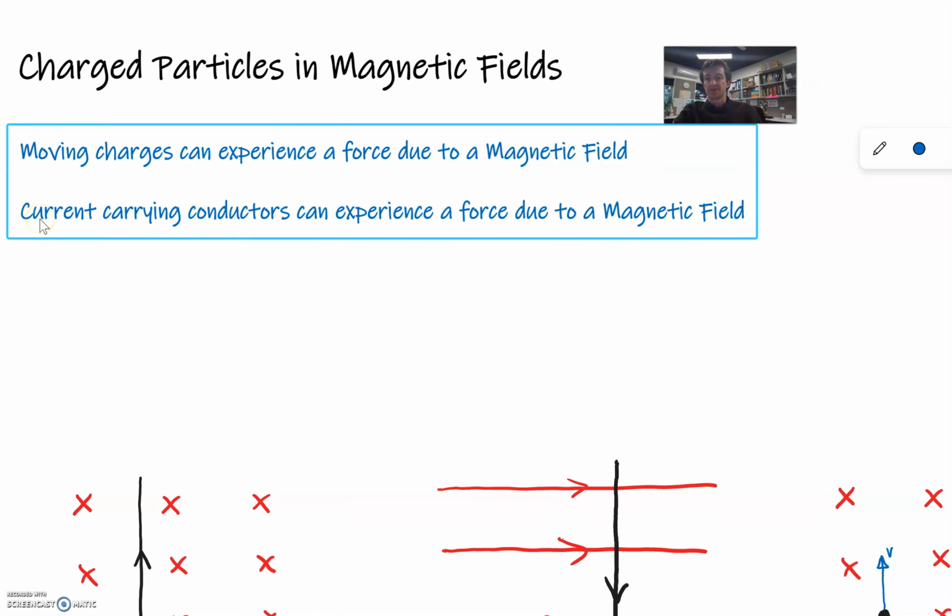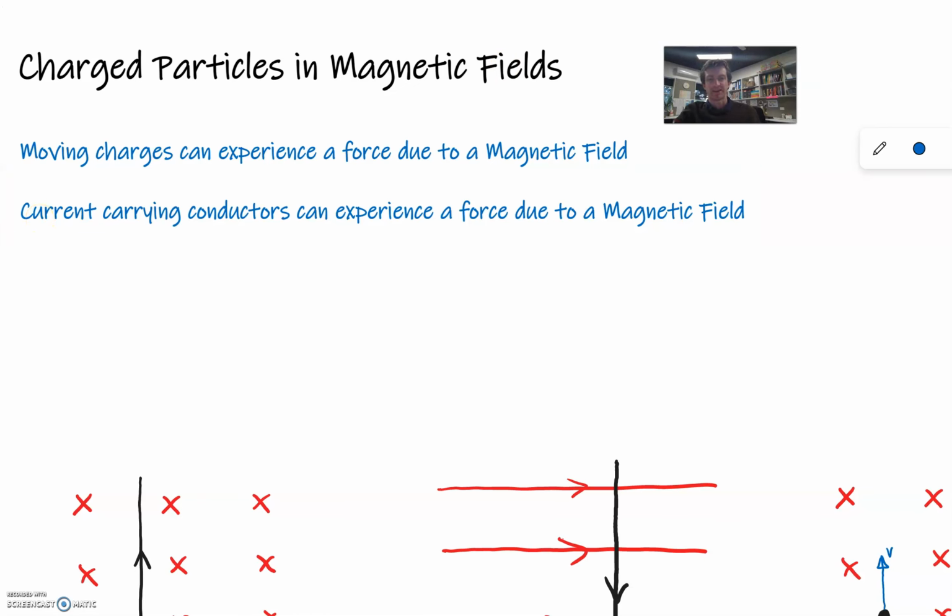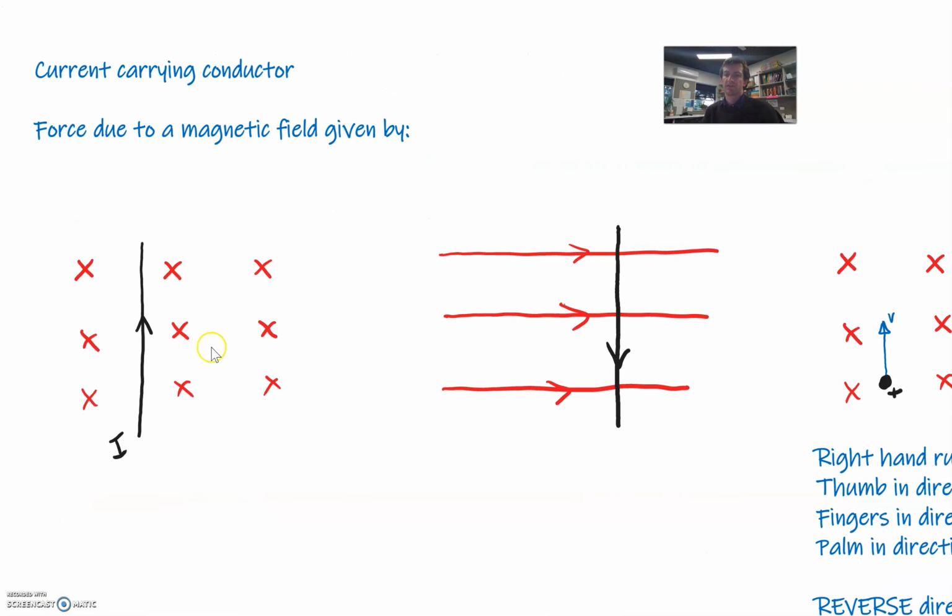Now, because current in a wire or in a conductor is simply moving charges, if we have a current carrying conductor, they will also feel a force in a magnetic field and will get movement of the actual wire or conductor as well. We're going to start off this video by focusing on the current carrying conductors and how we determine the magnitude of the force and the direction of force for those, and then we'll move on to moving charges. So here is our wire carrying a current I through this magnetic field.